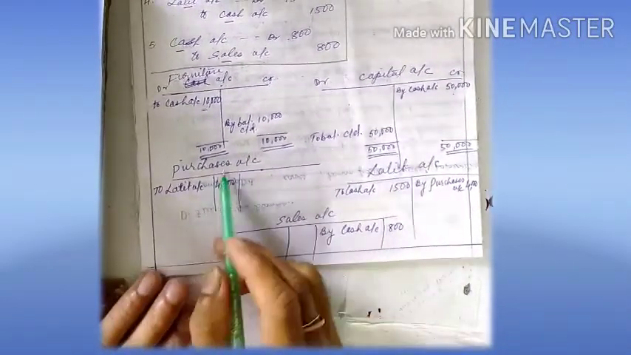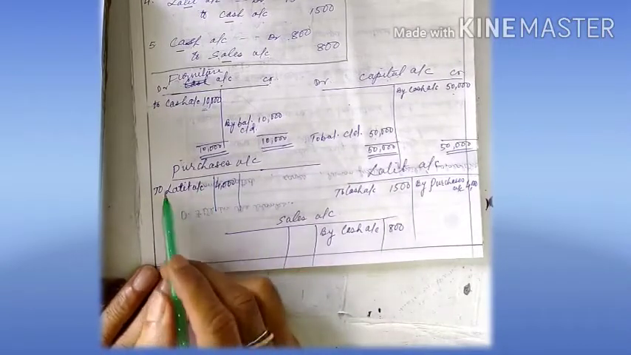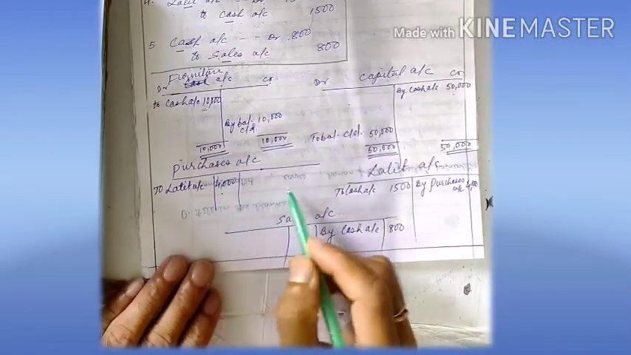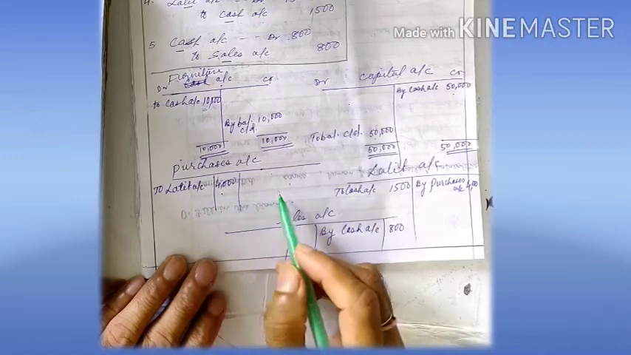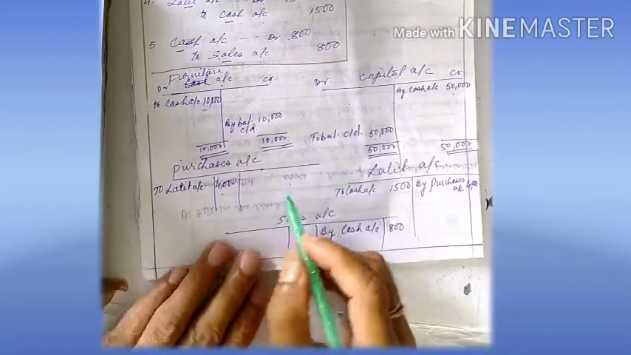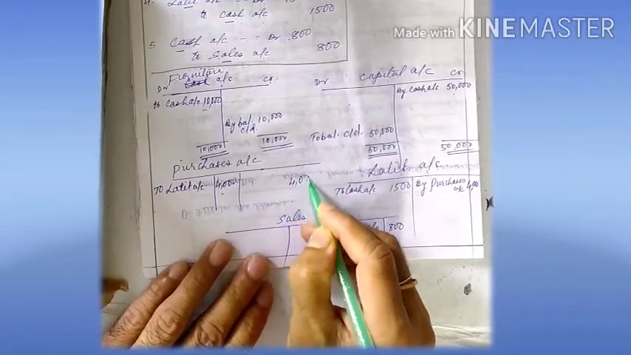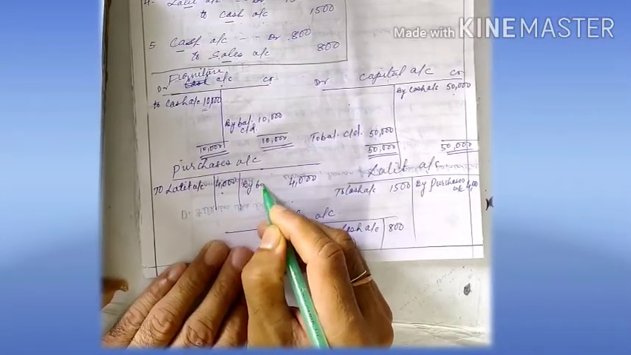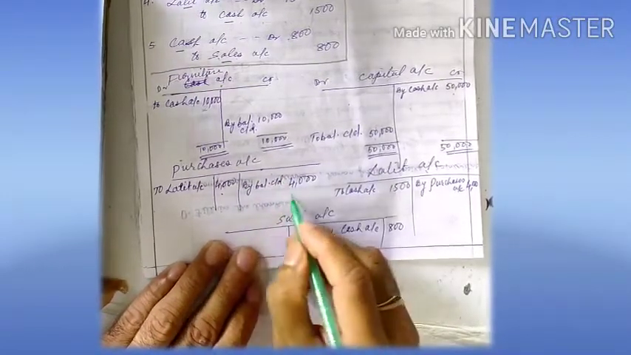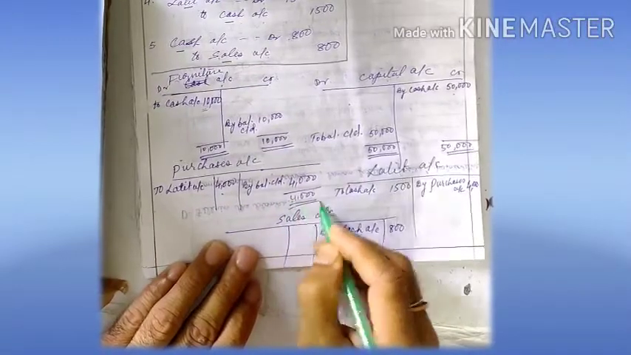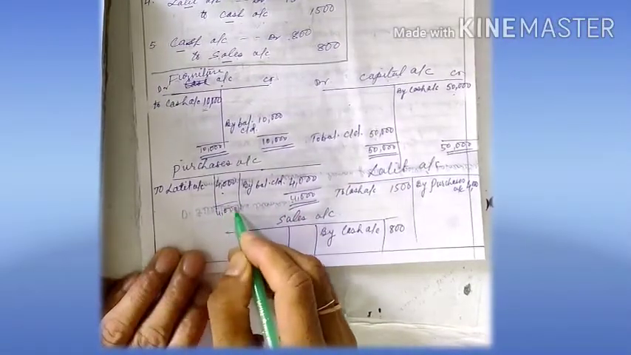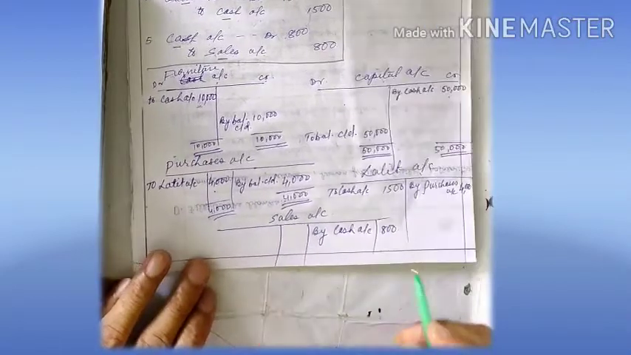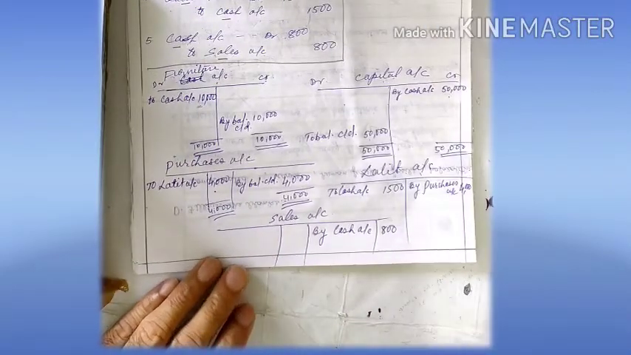Now let's come to the purchases account. Purchases account on the debit side is 4,000, nothing on the credit side. Again, this is not balanced. So in order to balance this one, you need to put 4,000 here. Now it is balanced. This is called what? Balance CD. So by balance CD. Now take the total. Done.